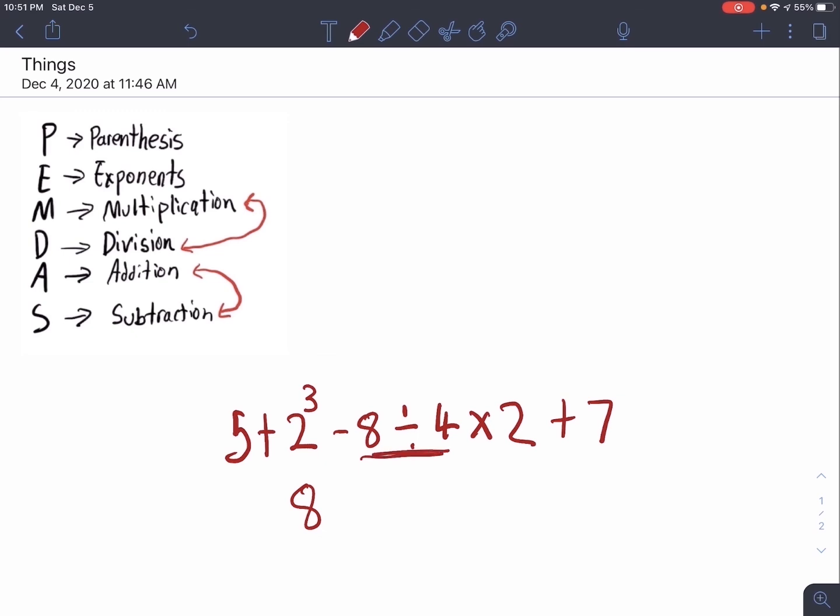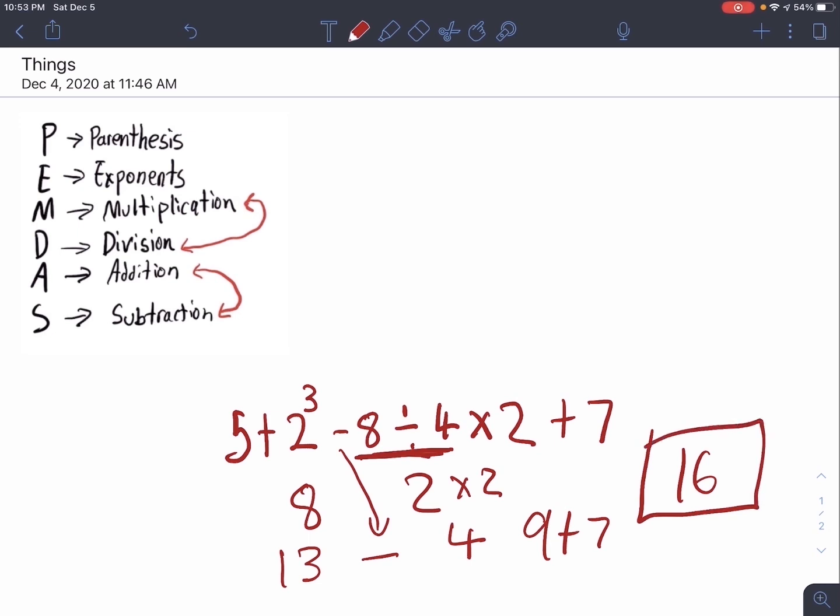Since the 8 divided by 4 part comes first, you would do this part first. So 8 divided by 4 is 2. Then you would do 2 times 2, which is 4. And after this, everything is just at the very bottom level where it's addition and subtraction. So you could just go from left to right. So you would do 5 plus 8, which is 13. And then you would do 13 minus 4, which is 9, plus 7. And the final answer is 16. Enter that into your calculator and you would definitely get 16.